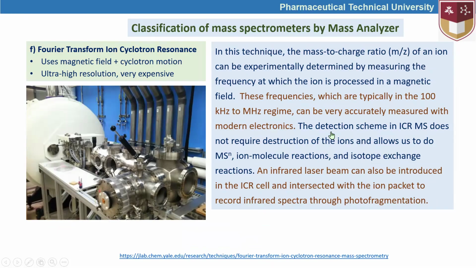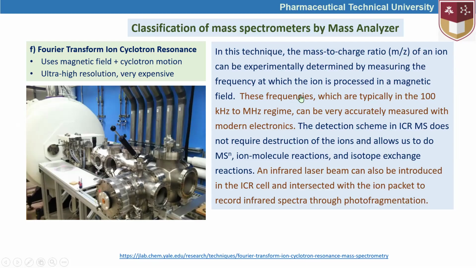And the sixth type of the mass analyzer is Fourier transform ion cyclotron resonance. In this technique, the mass to charge ratio of an ion can be experimentally determined by measuring the frequency at which the ion is precessed in a magnetic field. It is very expensive and ultra high resolution is provided by using this kind of mass analyzer. It uses magnetic field plus cyclotron motions.